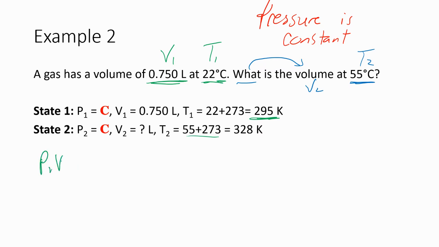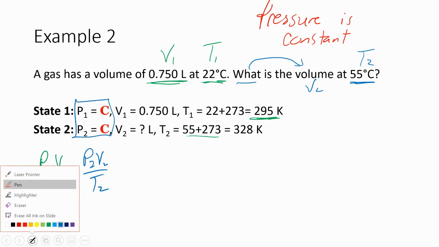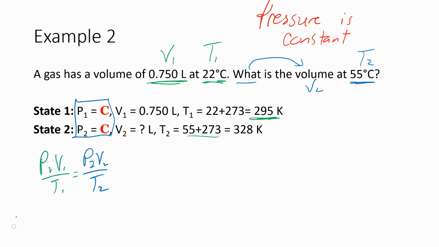P1 V1 over T1 equals P2 V2 over T2. And in this case, because pressure is constant, we're going to cross off our pressures. So it's just V1 over T1 equals V2 over T2. So our V1 is 0.750, and our T1 is the 295 Kelvin. And then our V2 is the question mark. So that's our variable. And our T2 is the 328 Kelvin.